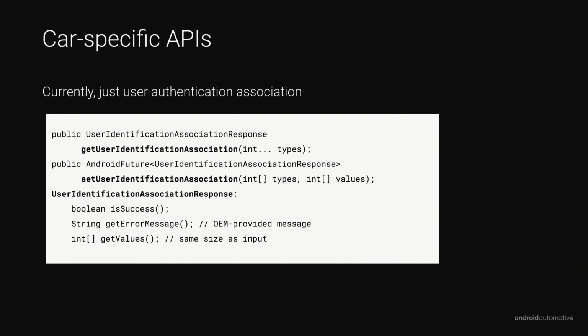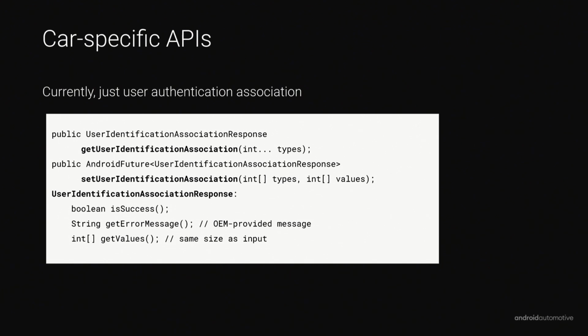Then you get a response. You should first check if the response was okay, because maybe the call timed out, or for some reason the user call couldn't respond. So you should always check for the success, and optionally you can check the error message as well. And then you get the values. We'll get an int array with the same size of the request, telling if the user was associated or not associated.